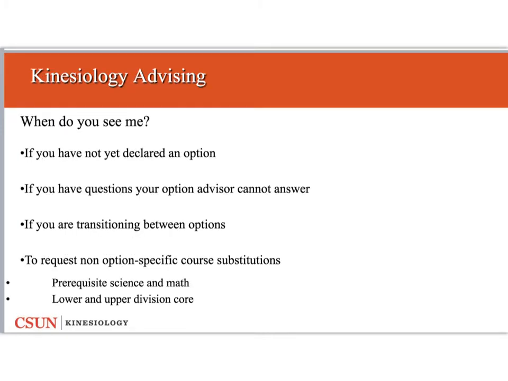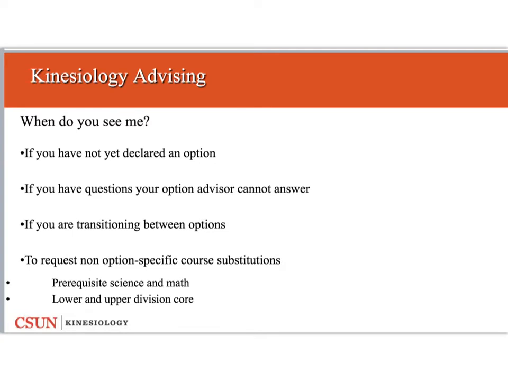All right, so when do you see me? And when I say me, I mean the undergraduate program coordinator. In the fall, there will be 2 coordinators. There'll be myself and one other person. So when do you see the undergraduate coordinator? If you have not yet declared an option, the undergraduate program coordinators will be your advisors until you have an option. If you have questions that your option advisor cannot answer, they're going to send you to one of us.